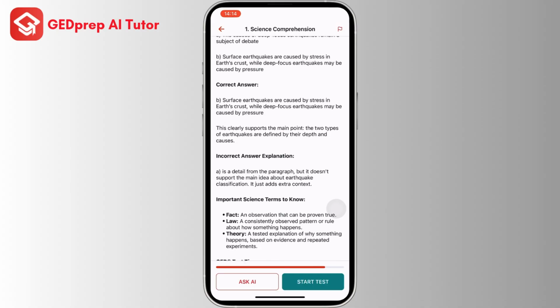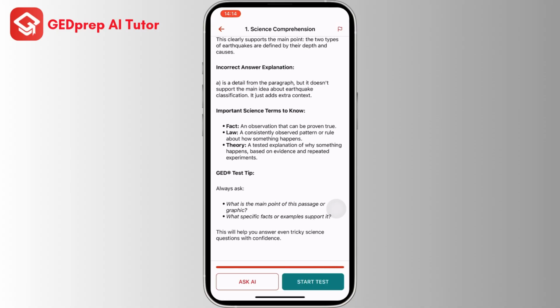Now let's review some key science terms you should know. A fact is something you can observe and prove to be true. A law is a pattern or rule we always see happening in nature, like Newton's laws of motion. A theory is a tested explanation of why something happens. Theories are based on lots of evidence and repeated experiments.